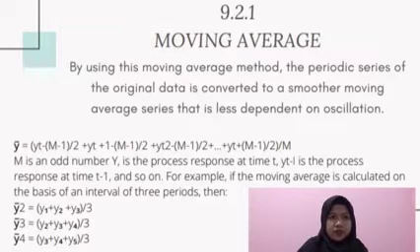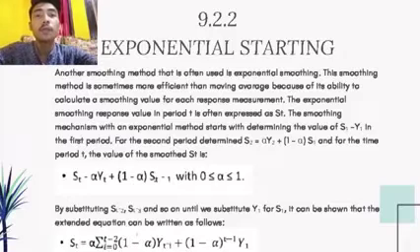m is an odd number. Yt is the process response at time t. Yt minus 1 is the process response at time t minus 1, and so on. For example, if the moving average is calculated on the basis of an interval of 3 periods, then 9.2.2 Exponential smoothing.